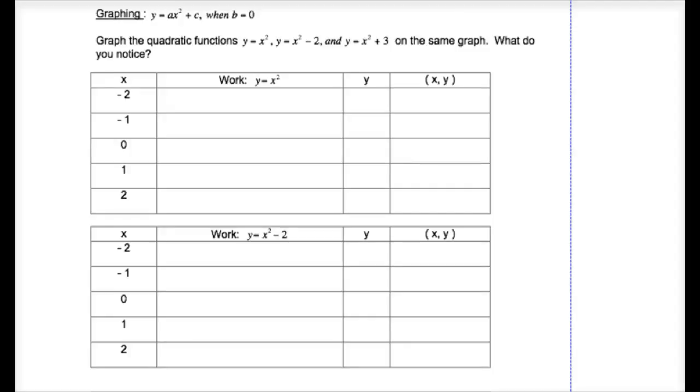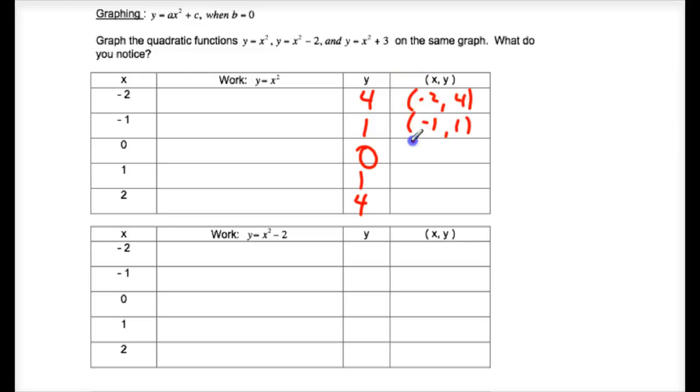Let's see. Y equals x squared. We've already done that one. Guys, remember y equals x squared? That would be 4, 1, 0, 1, 4. That's the parent function. We're just doing it again so you can see how it moves now. Red points: negative 2, 4; negative 1, 1; the origin; 1, 1; and 2, 4.